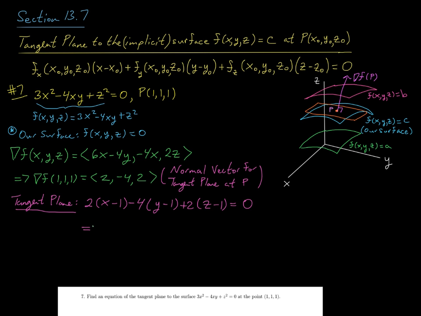I'll go ahead and clean that up a little bit by just multiplying stuff out. I'll get 2x minus 4y plus 2z is equal to what? Well, this would be minus 2 plus 4, so that'd be 2, and then minus 2, so it'd be 0. And I'll go ahead and divide through by 2 as well, so it's a little bit cleaner. But there would be our tangent plane equation.